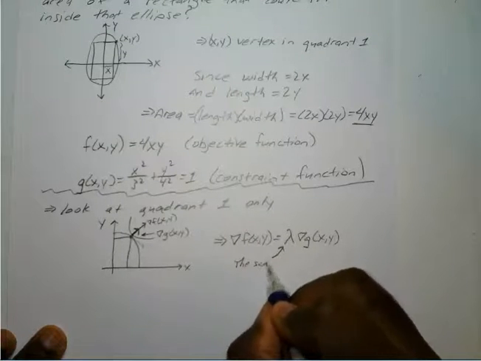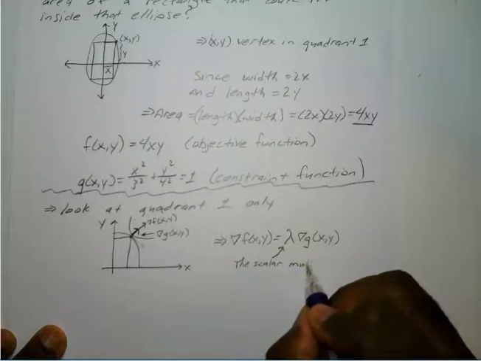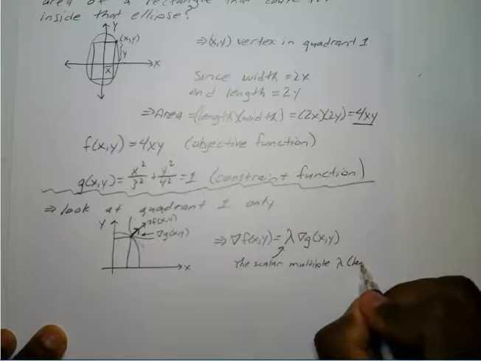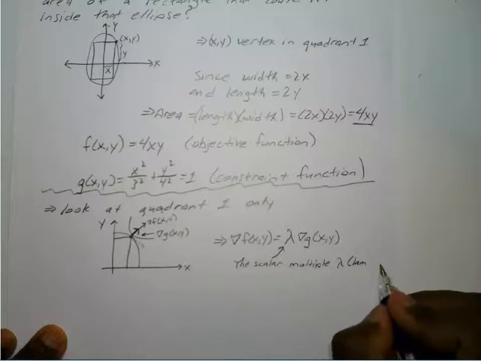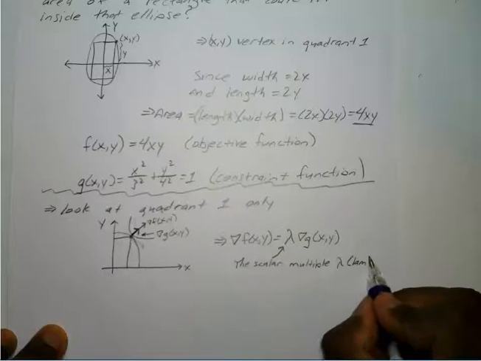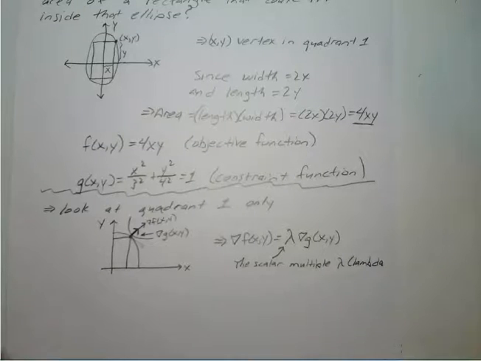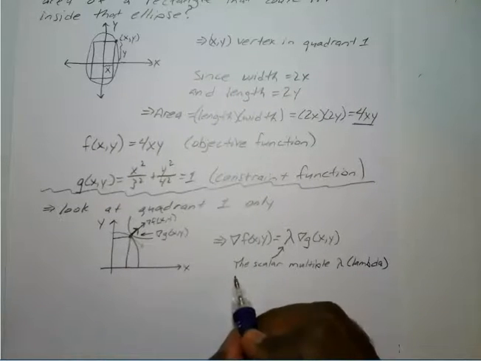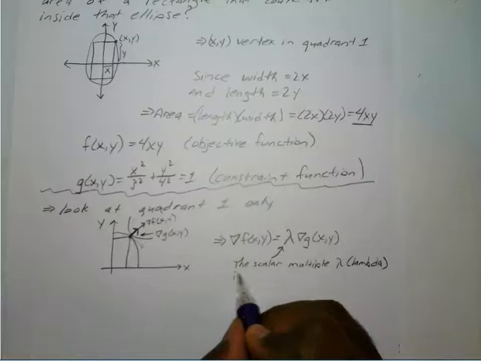The scalar multiple lambda, I think it's L-A-M-B-D-A, I don't know. You might want to double check the spelling. But that is the scalar multiple that you can use. Alright, and that is called your Lagrange multiplier.